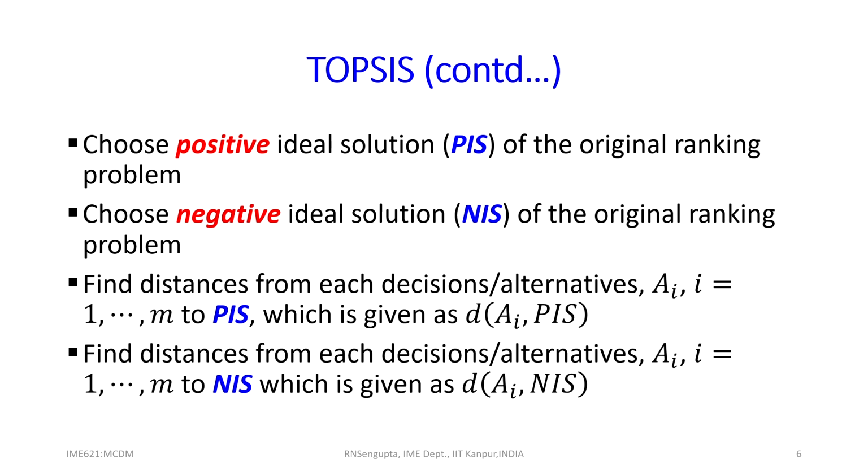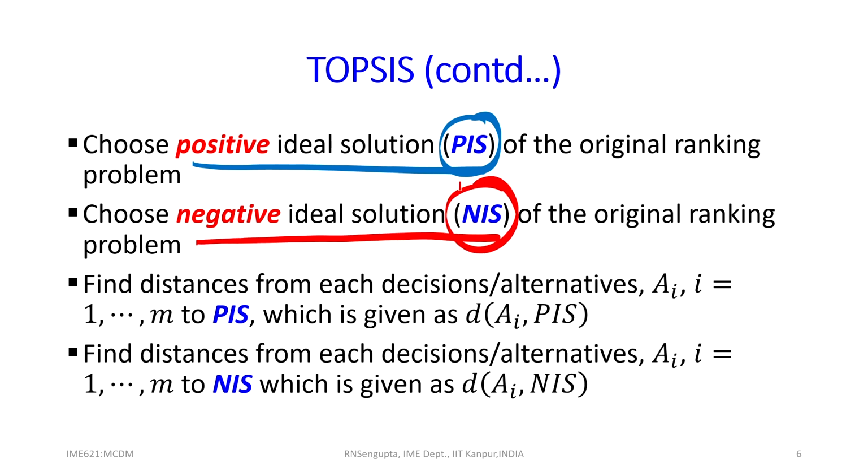Now, we will use a very simple concept of PIS, which means the positive ideal solution. When I am marking, I will try to use red for the negative and blue for the positive. So, if I use blue, the positive ideal solution is given by PIS and the negative ideal solution is given by NIS. So, I want to choose the positive ideal solution of the original ranking process, also choose the negative ideal solution for the original ranking process, and find out the overall cumulative distance.